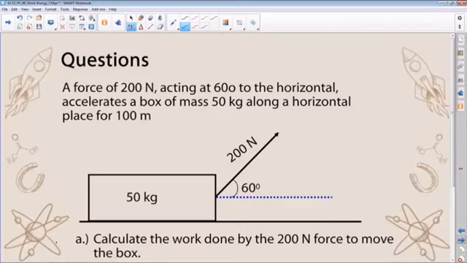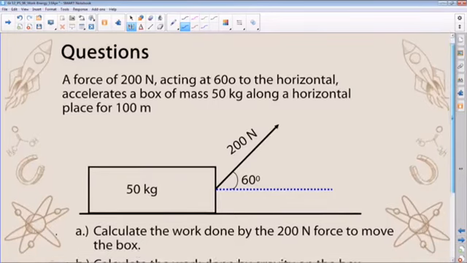And we're gonna do this one bit by bit. We're gonna start with the first question, and I'm going to only give you 2 minutes because I don't want you to spend too long on it, and I'm literally only wanting to do number A. It says, a force of 200 newtons acts at 60 degrees to the horizontal, accelerates a box of 50 kilograms, placed on a horizontal plane, 400 meters. Calculate the work done by the 200 Newton force.